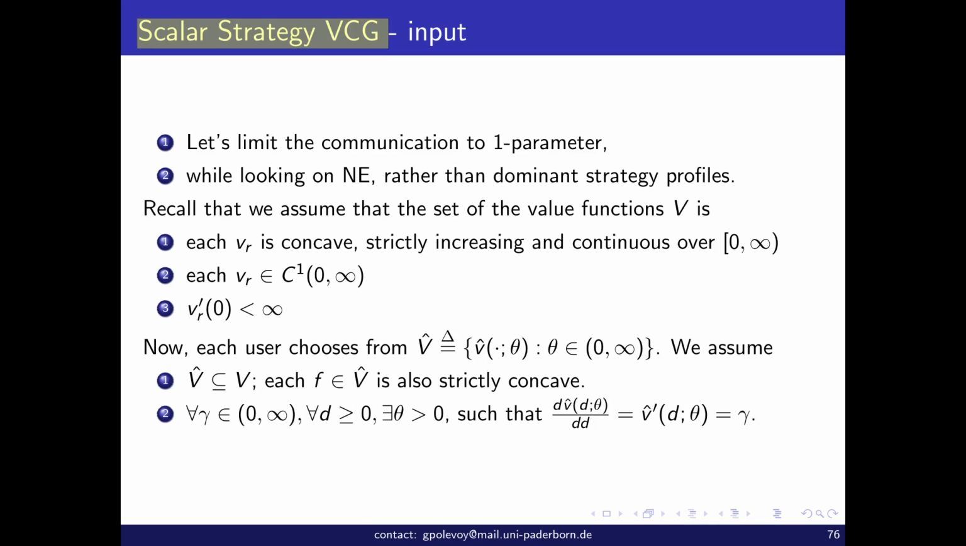Okay, now let's get to the formality. So we recall that we assume a set of value functions, the original value functions. You will communicate one parameter, but the original value functions are any set where each v is concave, strictly increasing, and continuous over the domain of 0 to infinity, quite natural. Besides the concavity, the requirements are quite reasonable. They also require that it's continuously differentiable, so it's differentiable and the derivative is continuous. And the derivative from the right at 0 is smaller than infinity.